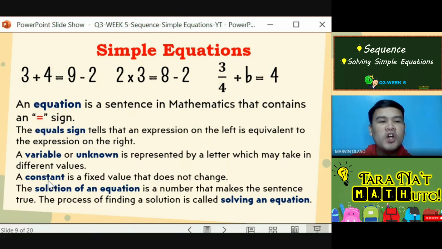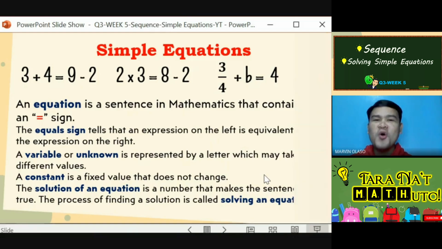Pag sinabi naman natin constant, it is a fixed value that does not change. Hindi siya nagbabago. And the solution of an equation is a number that makes the sentence true. The process of finding a solution is called solving an equation. So, etong pangatlong equation, kailangan nating mag-solve para malaman natin yung unknown, yung variable na ito, anong number ba ang nire-represent niya. Yun ang ating tatalakayin, kung paano makuha yung unknown, solving the unknown of an equation. Let's go!